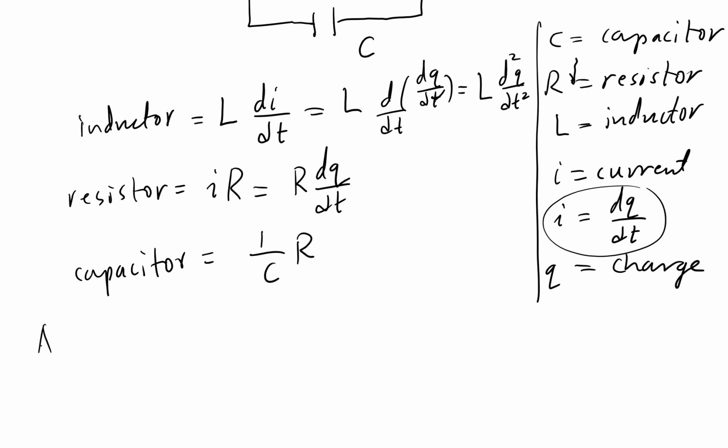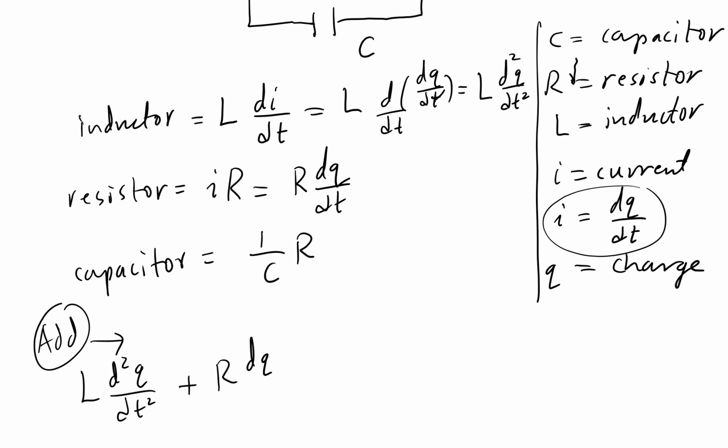If we add all of them up, add everything up, what do we get? L d squared q over dt squared plus R dq/dt plus 1 over C times q, and that would give us E of t. That's the voltage.